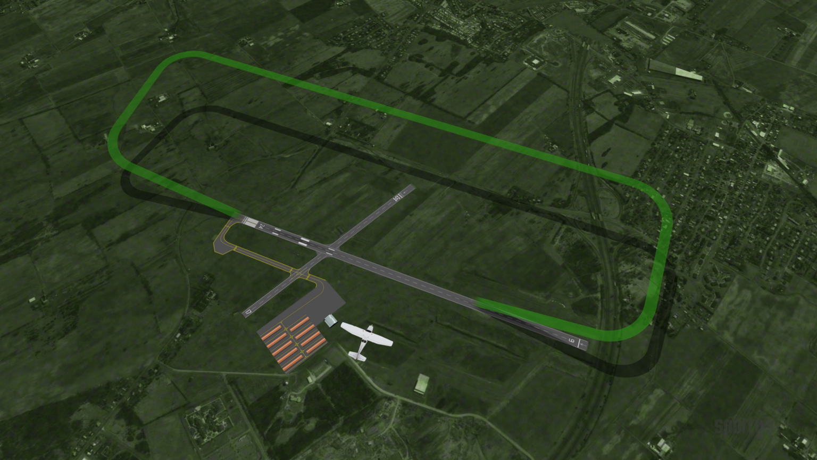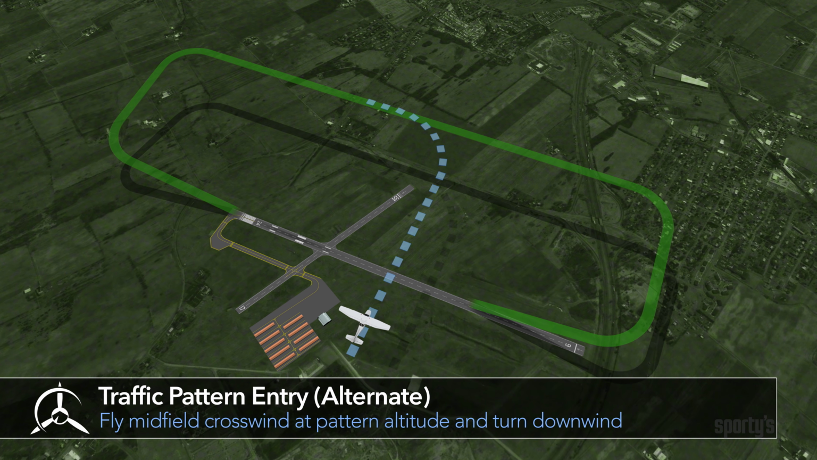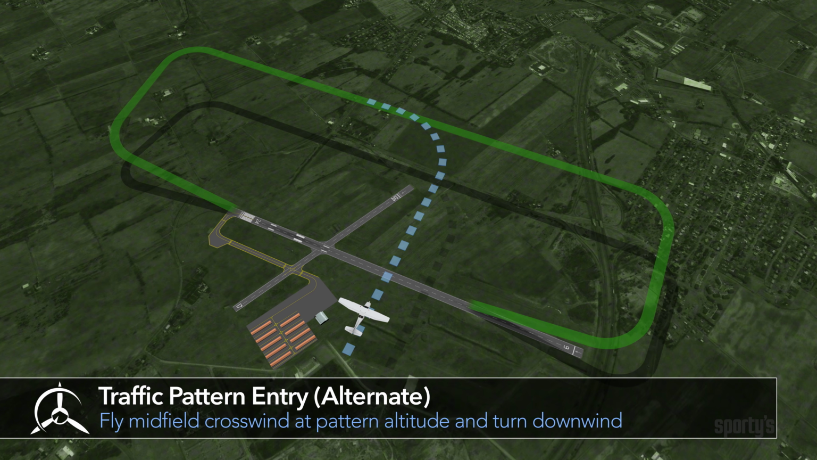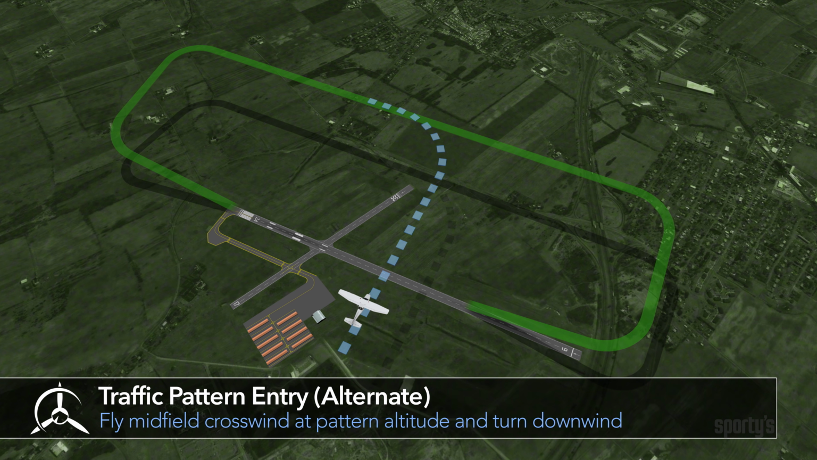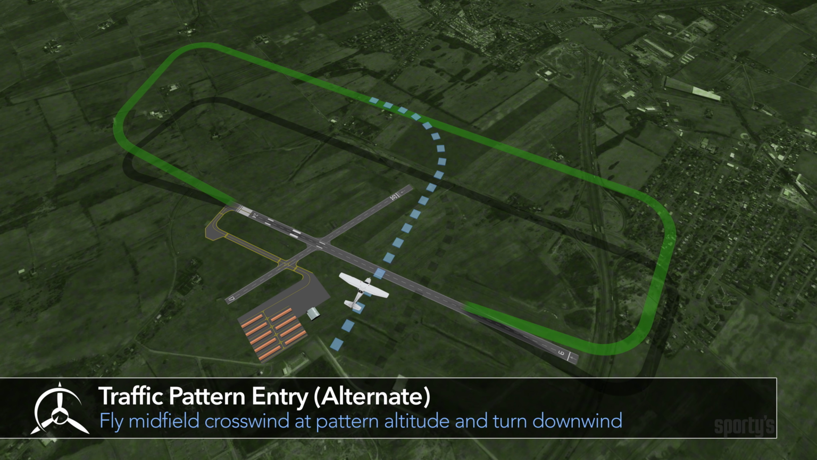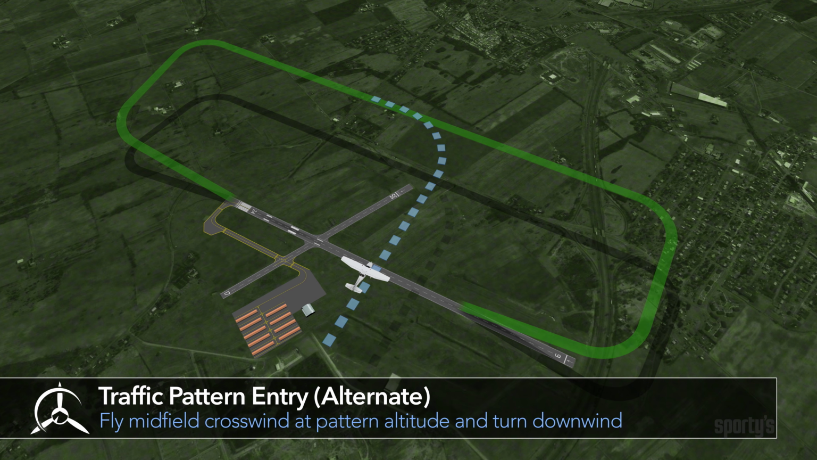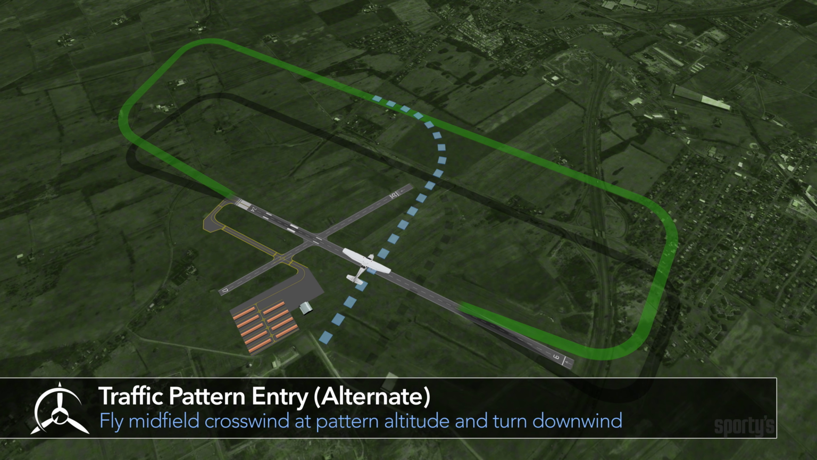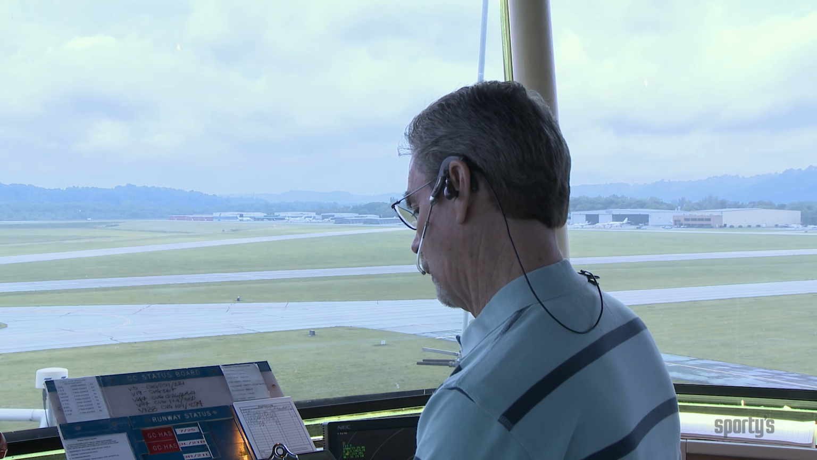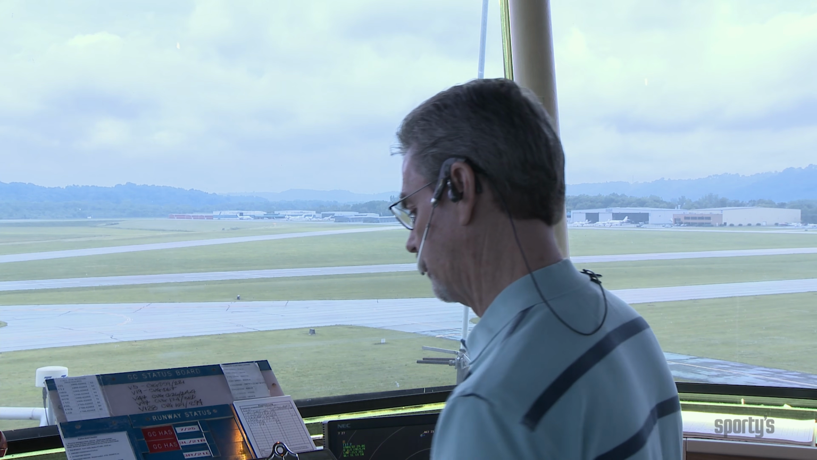An alternate method, if the pattern is not busy, is to enter on a midfield crosswind at pattern altitude. Carefully scan for traffic and then turn downwind. When using this method, always remember to give way to aircraft on the preferred 45-degree entry and to aircraft already established on downwind. At airports which have an operating control tower, the pattern entry is up to the controller.